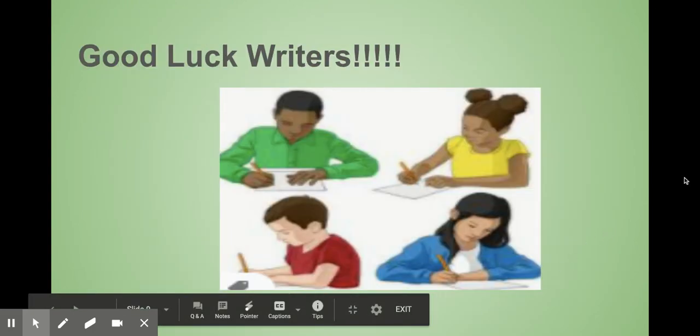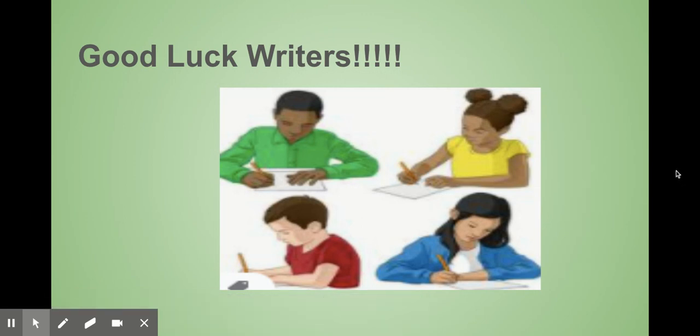All right, boys and girls, you are going to use these strategies that you just used. Jump back into your writing piece, edit it, see what errors that you made that can be fixed using proofreading marks. Good luck, writers.